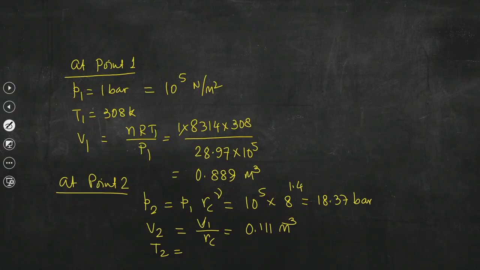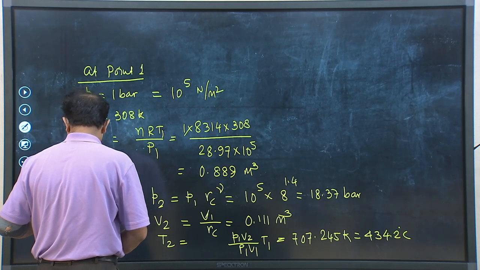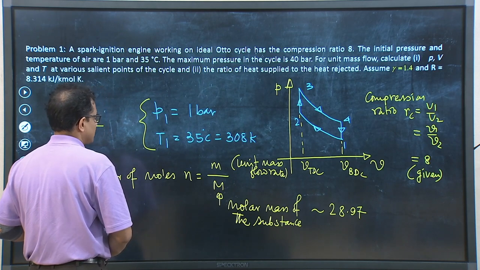So T2 equals P2 V2 by P1 V1 into T1, and if we put the values, we get 707.245 Kelvin, that equals 434.2 degrees Celsius. So we have calculated pressure, volume and temperature at points 1 and 2. The remaining points are 3 and 4.